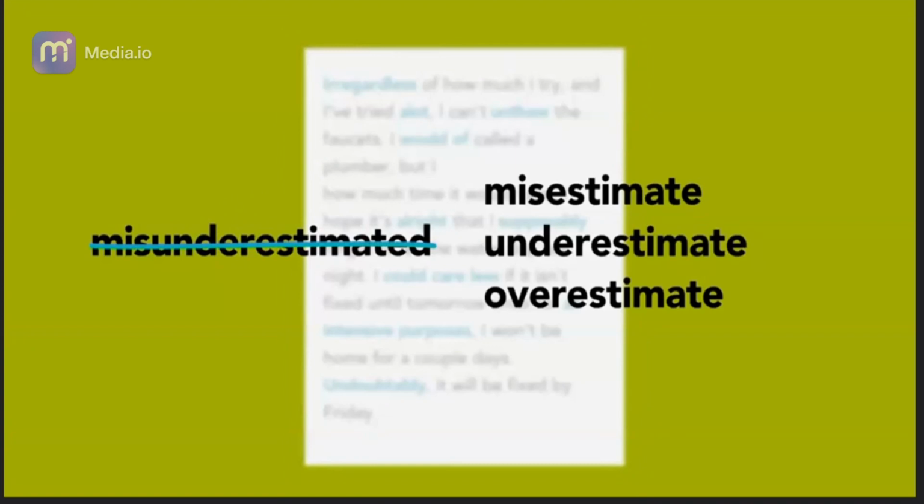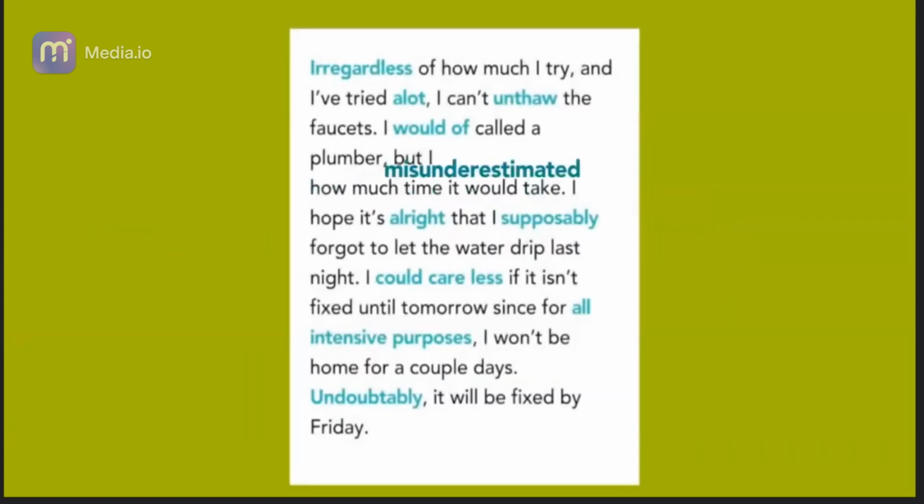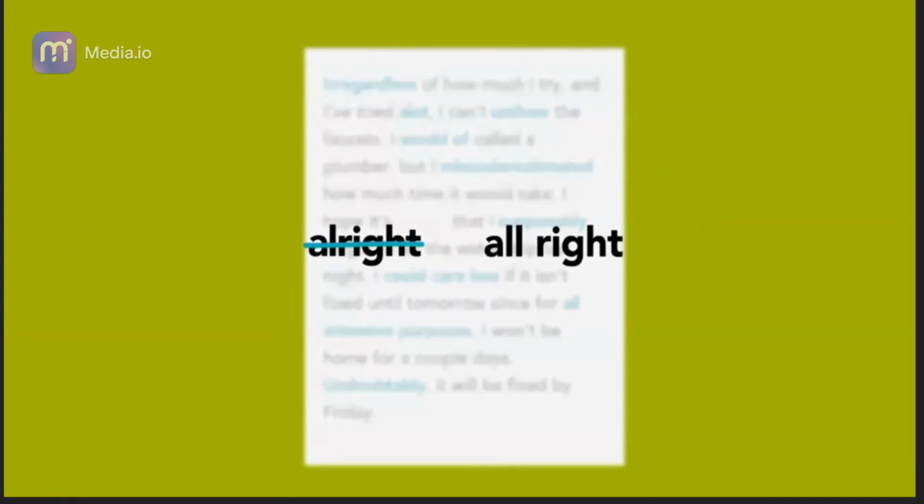Misunderestimate should be either misestimate, or underestimate, or overestimate. If we misestimate, we estimate incorrectly, which could be under or over. So misunderestimate is another non-word. Alright. Well, it's not all right if it's spelled as one word. This needs to be two words. An easy way to remember this is, would you ever write all wrong as one word? So if there's no all wrong as one word, there's no all right as one word.